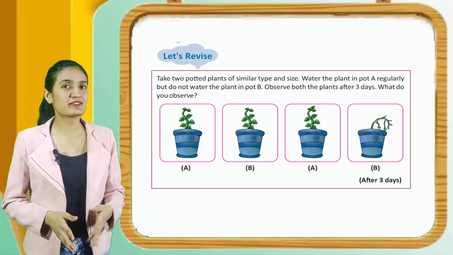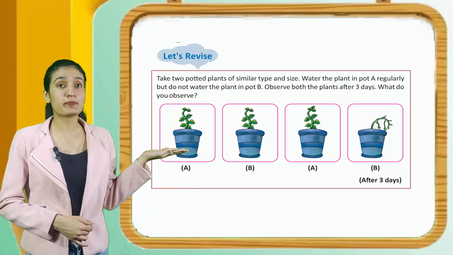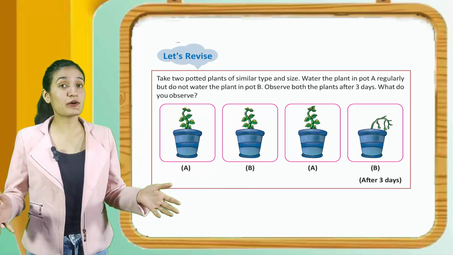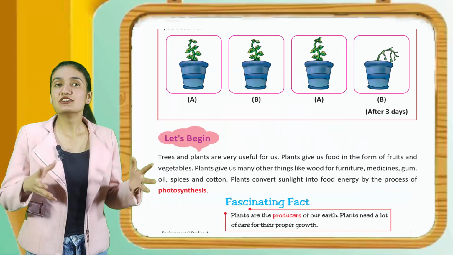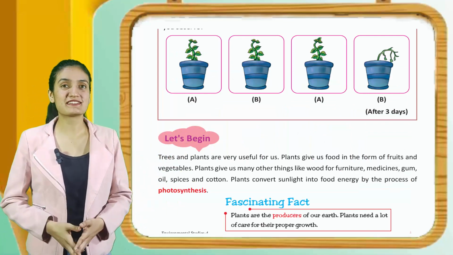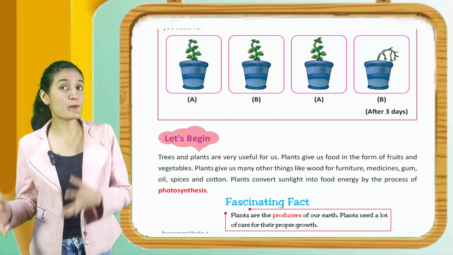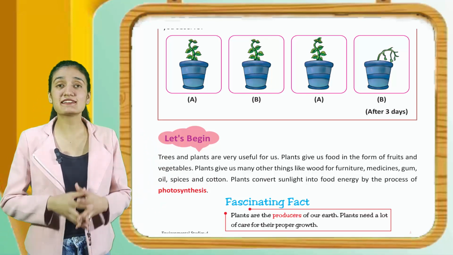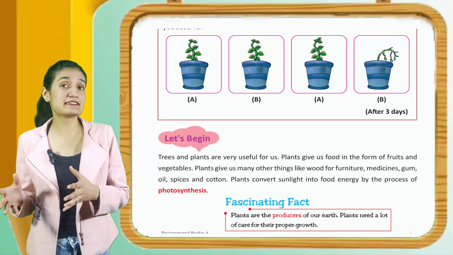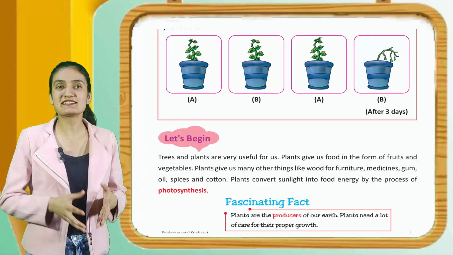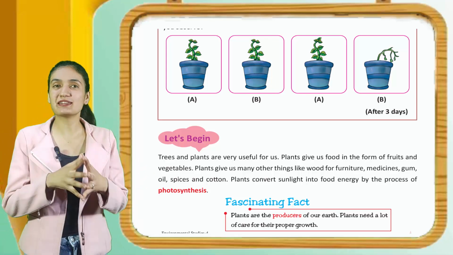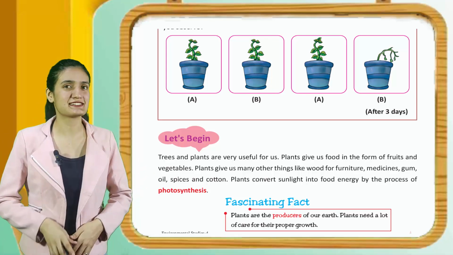What do you observe? Here you can see the condition of plant in pot A and plant B after 3 days. Now kids, let's begin. Trees and plants are very useful for us. Plants give us food in the form of fruits and vegetables. Plants give us many other things like wood for furniture, medicines, gums, oils, spices and cotton. Plants convert sunlight into food energy by the process of photosynthesis.